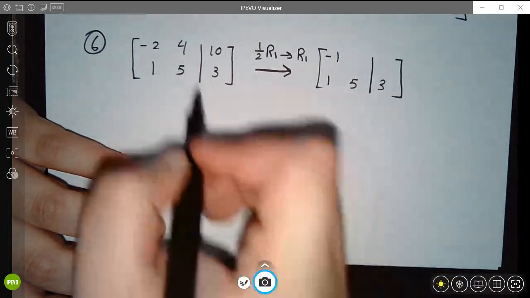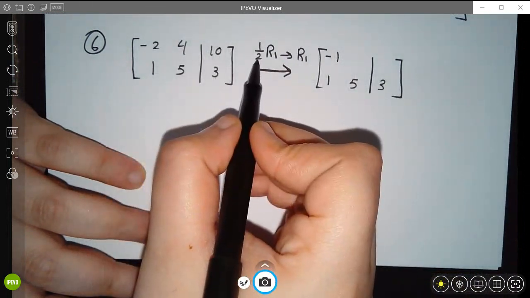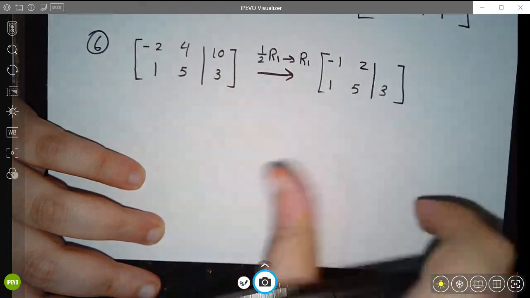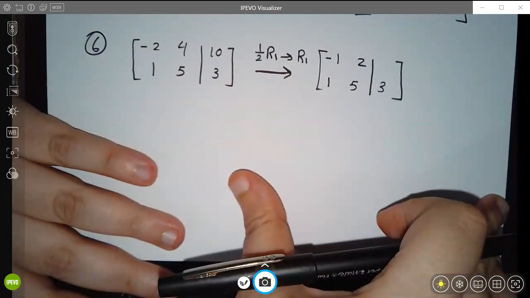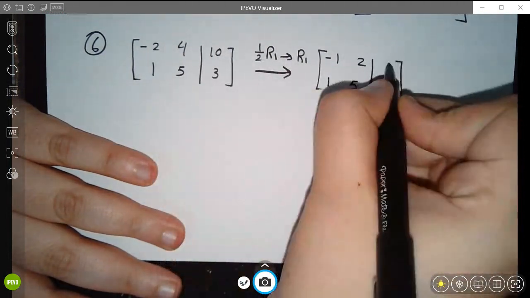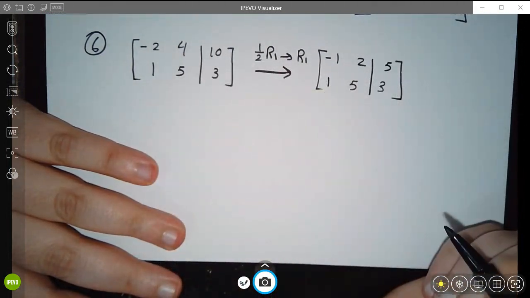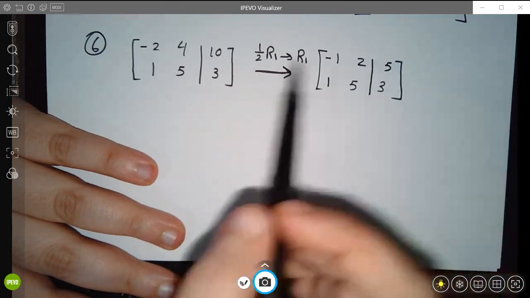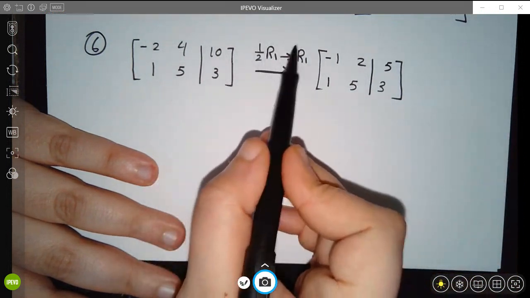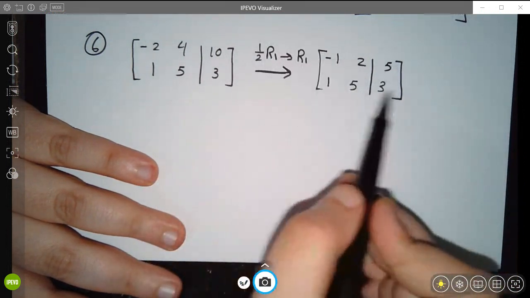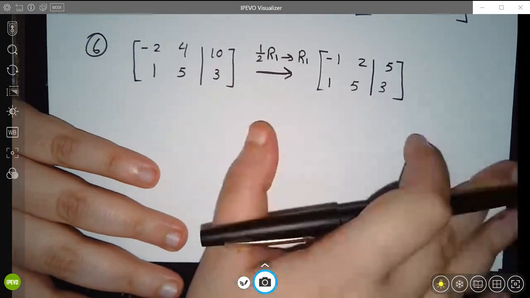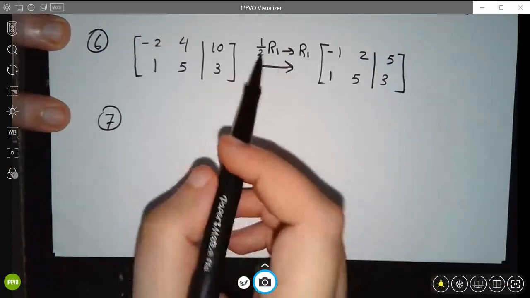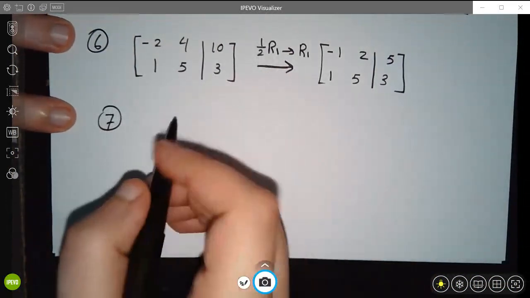Now let's grab the 4. 4 multiplied by 1/2 is going to be 2. So this is my new R1 value. 10 multiplied by 1/2 is going to be 5. And that's my new R1 value. So far so good? So this is the operation you're doing. This one right here is the row you're going to write the answers in. Yeah? Okay. Let's do another one. Here's 7. So that one was multiplying a row by a number.